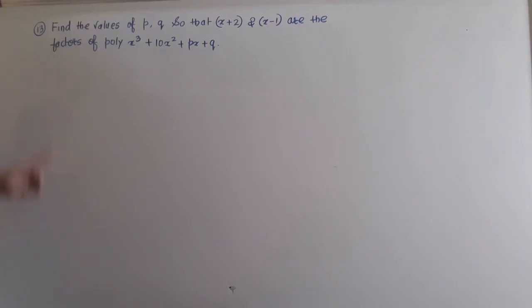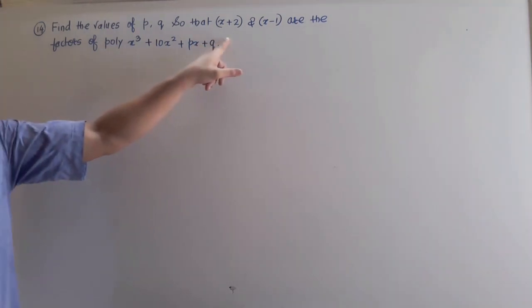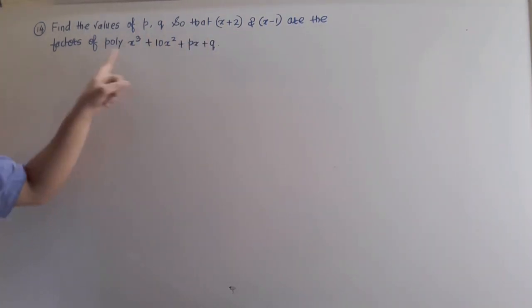Yes, all of you, now let us see question number 14. So in the 14th question, what is given? We have to find out two unknown values. Such kind of question we have already covered, so I am taking a similar kind of question only. Here it is given: find the values of p comma q so that x plus 2 and x minus 1 are factors of this polynomial. So we have to find out the values of p and q.